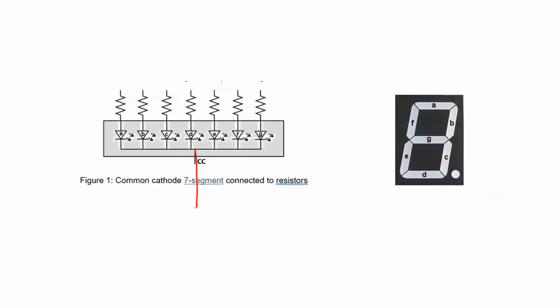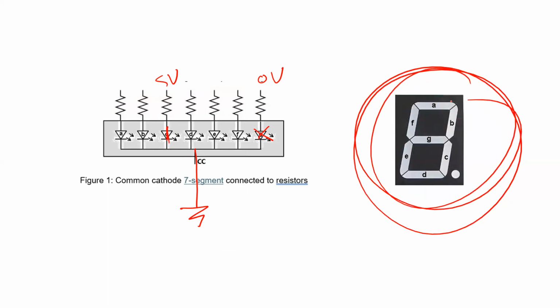If I connect it to ground, for example, and then I put here 0 volt, this LED is off, right? Because I have just said the anode has to be greater than the cathode. If I put here 5 volt, this one is on. By this way, I can control which segments are on and off. Based on that, I can display different numbers.